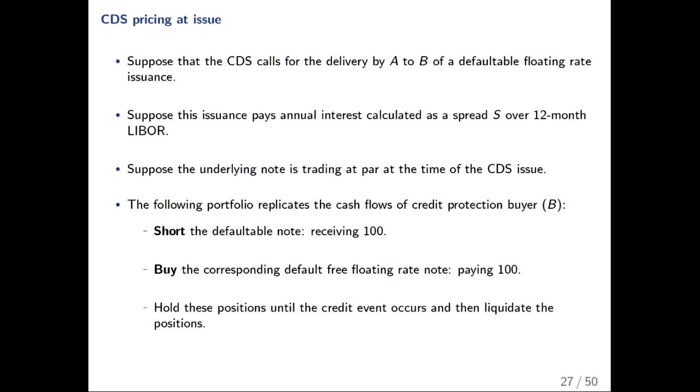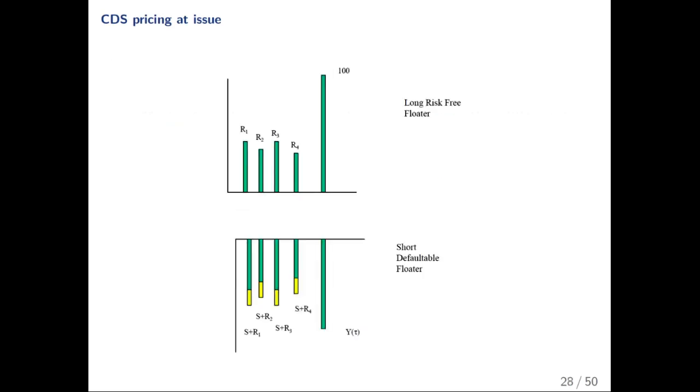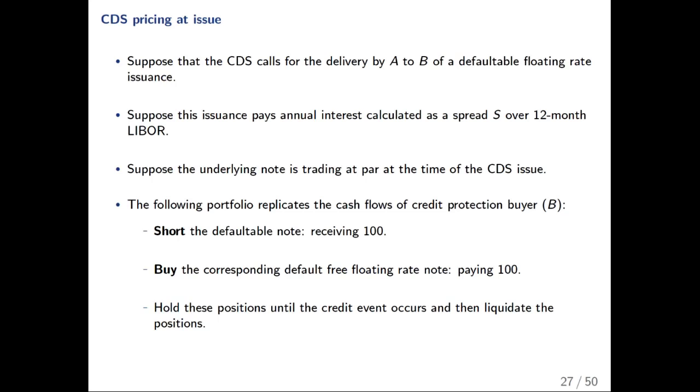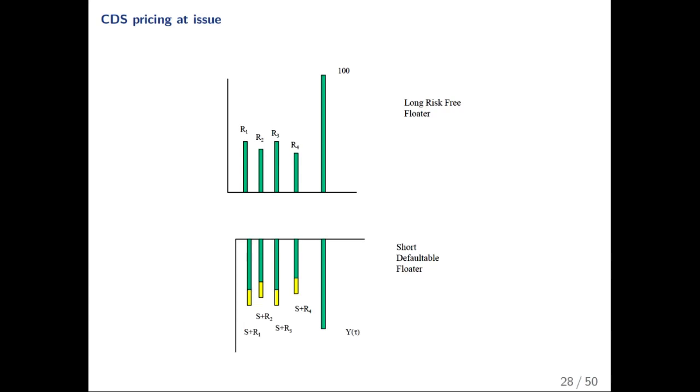I hold these positions until a credit event, and then I liquidate the portfolio. What do the cash flows look like? I sold a defaultable floating rate note. It was paying an interest rate R every period, which was time varying, because short-term interest rates can vary, plus a constant spread. These are the coupon payments of a defaultable floating rate note. At maturity, I get back the face value of the bond. So these are the payments going out. I'm short these payments, but I took that $100, which I initially shorted, and I invested it in a risk-free bond. The risk-free bond just pays the risk-free interest rate.